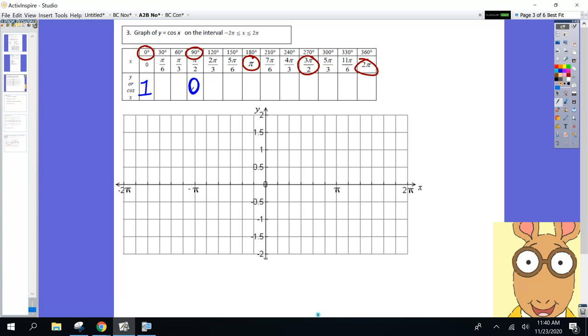How about pi? Should be -1, everyone. 3 pi over 2 is back at 0. And then where does the cosine curve end here? At 1. Cosine of 2 pi, everybody, is 1.